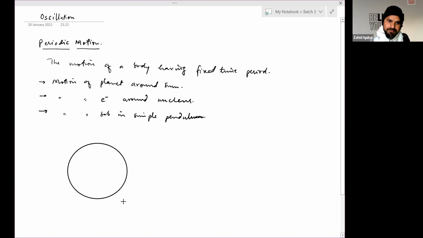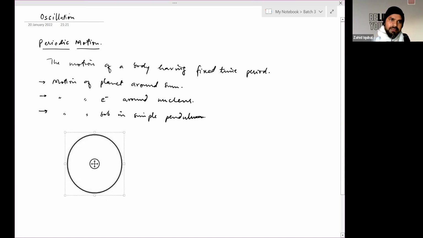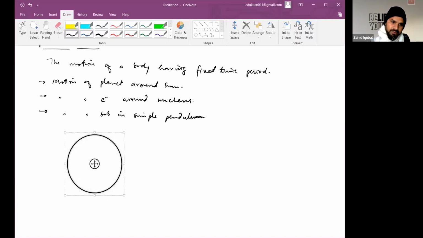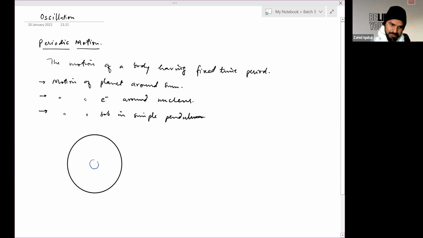Suppose an electron is revolving around the nucleus in a fixed radius or around a fixed orbit. So let's say this is the nucleus. An electron initially is at this point. On a complete rotation along this way, it reaches its initial position or starting point. So this is one way of periodic motion.